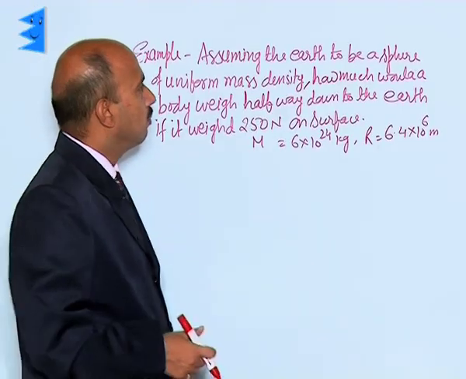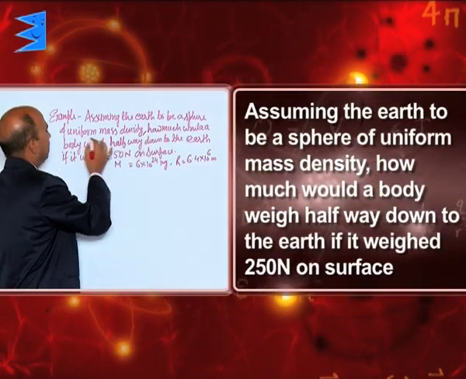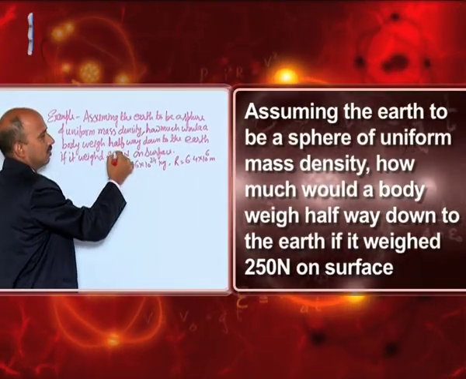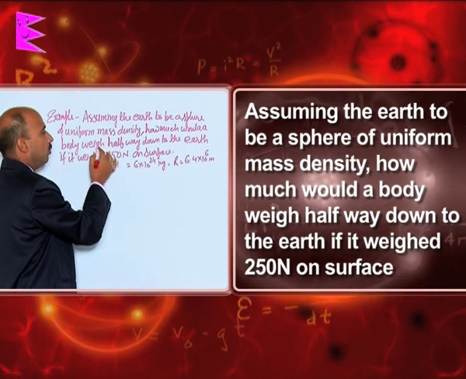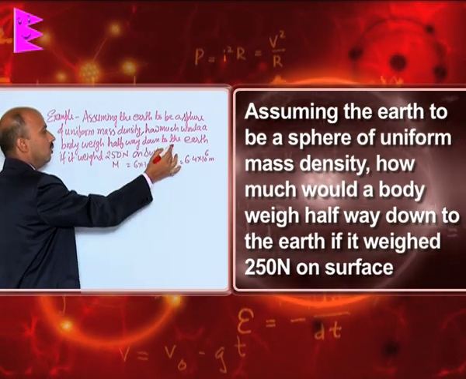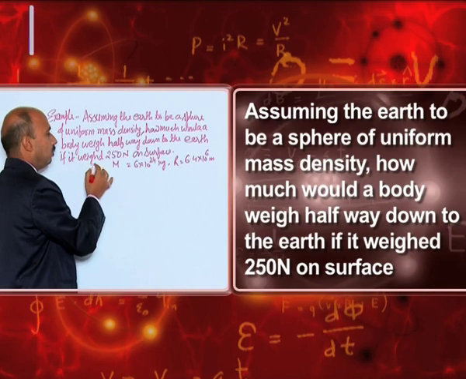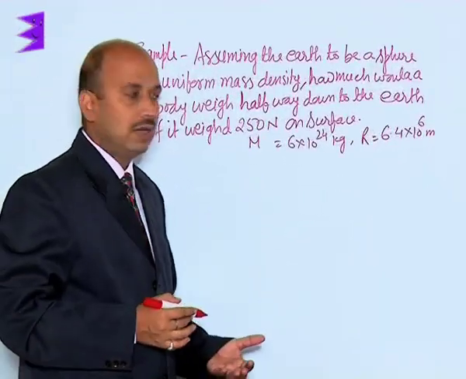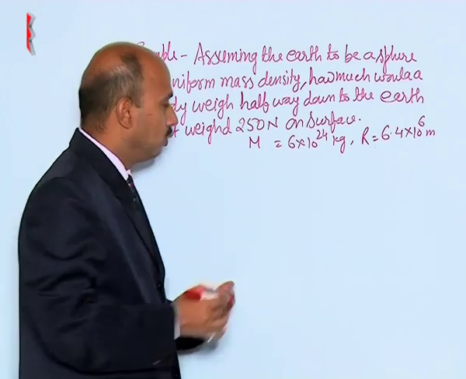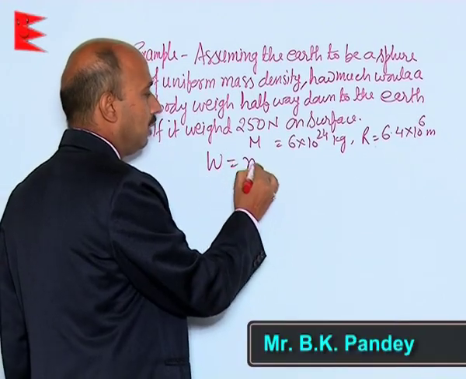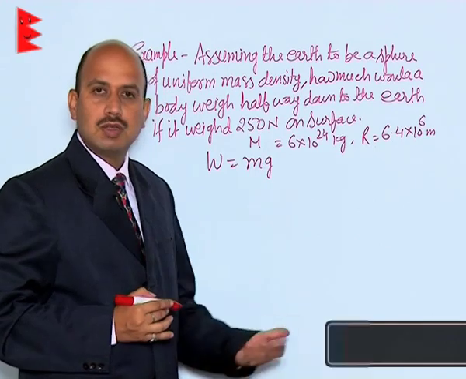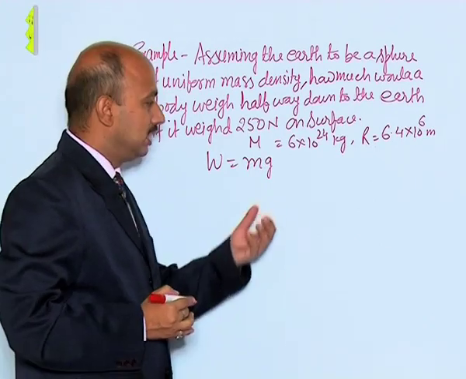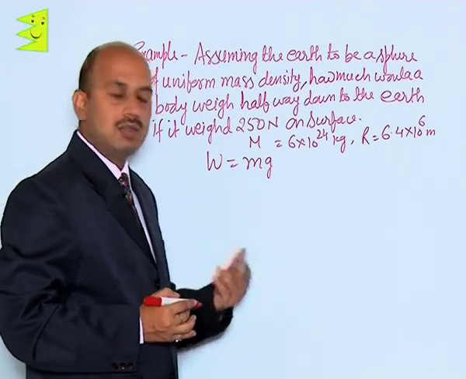Now see in this example, assuming the earth to be a sphere of uniform mass density, how much would a body weigh halfway down to the earth if it weighed 250 Newton on surface? So if you are going down and its weight is changing, it means, you know, weight is equal to mg, that is on the surface of earth. If we go down, g is changing, as a result weight is changing.